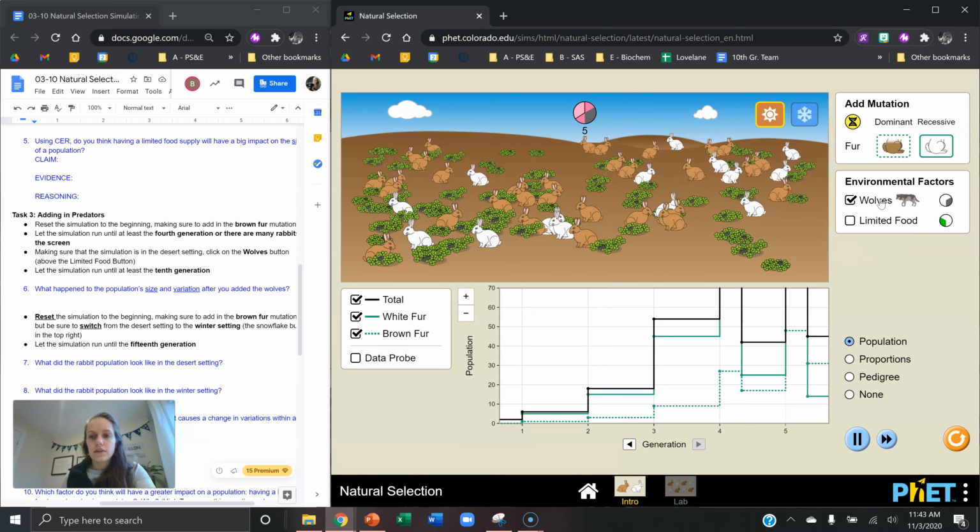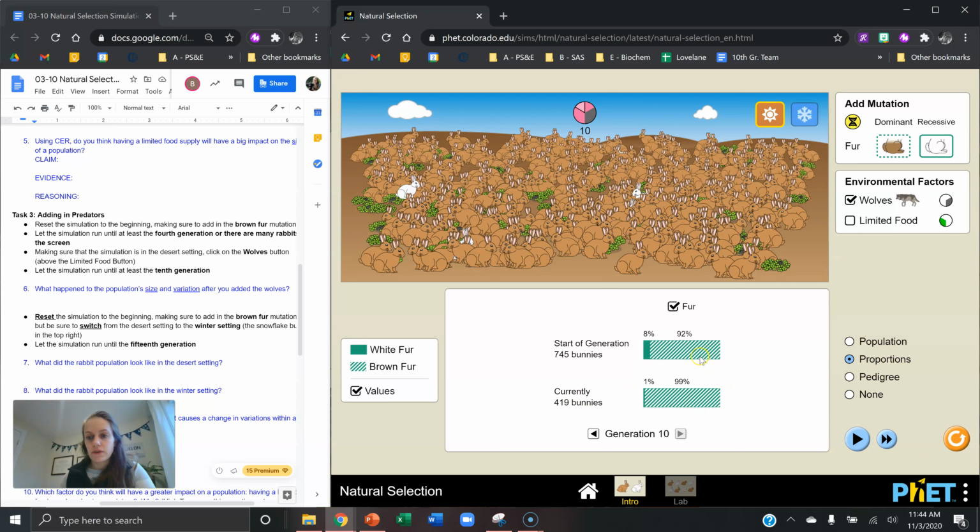At this point, I'm going to pause. We'll go back to proportions. And again, I'm just going to click through slowly, looking at the total number of bunnies at the start and at the bottom, and then comparing the proportions. Again, brown fur is this diagonal stripe, and white fur is the solid green. So generation 9. And then 4 through 1, I'll click through, but remember this was before the wolves were present.